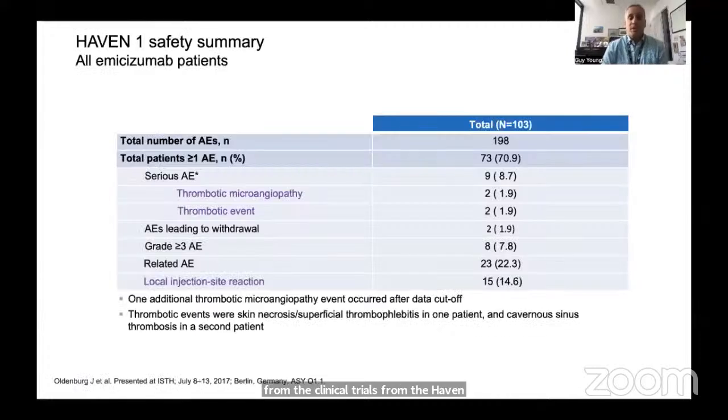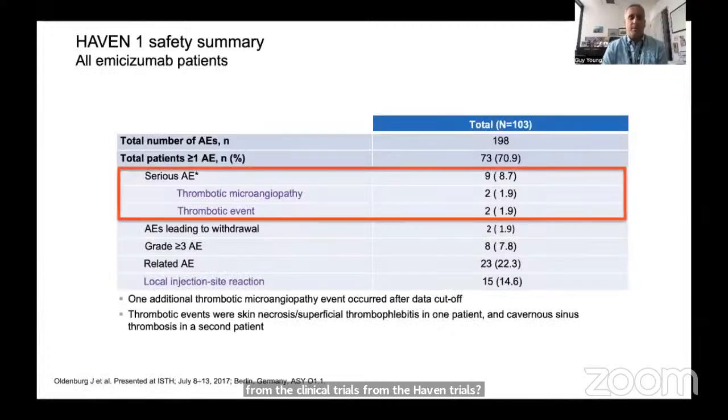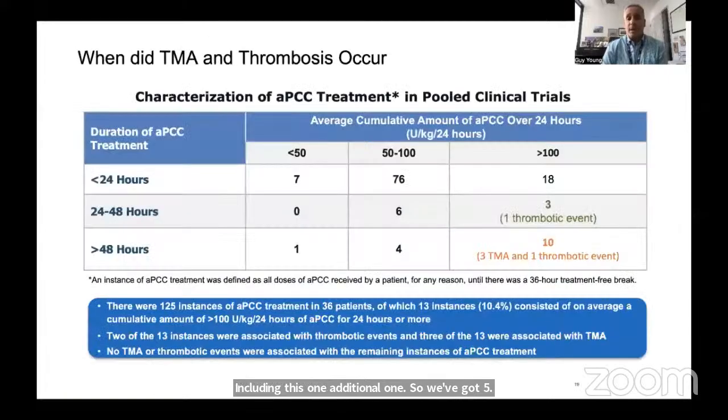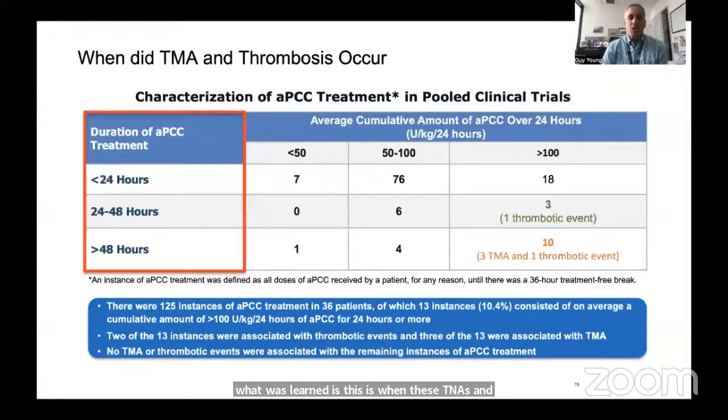First of all, let's take a look at some safety. One thing I think you're all familiar with emicizumab is that there were a number of thrombotic events and thrombotic microangiopathy in the HAVEN 1 trial, including this one additional one. So we've got 5 events out of about 100 patients, so about 5%. But what was learned is when these TMAs and thrombotic events occurred. This is the duration of APCC treatment. In other words, these events occurred in conjunction with treating bleeds with APCC.